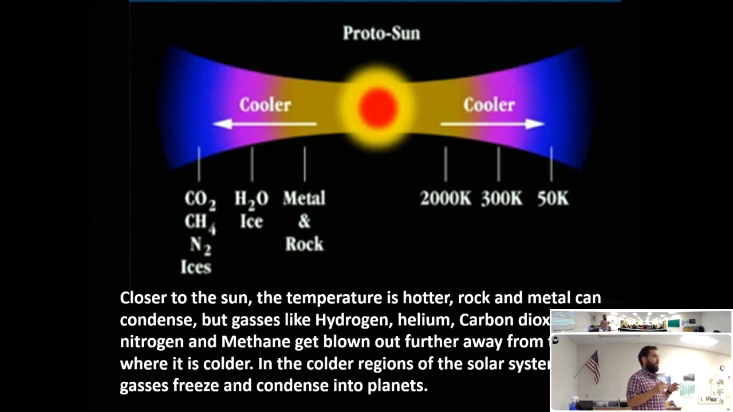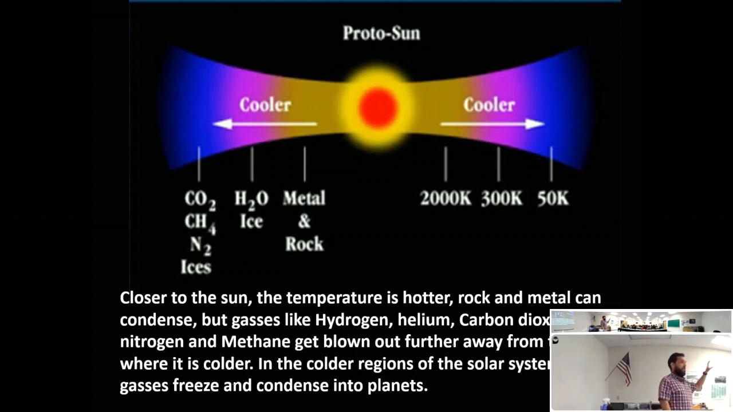Rock and metal have a really high melting temperature, right? But then you have things on the outside of the ice line that are like CO2, methane, nitrogen. Those things have a lower melting temperature, and they form way out there, beyond the ice line, because it's colder. Okay? Very important for us because we wouldn't have oceans. We can't have oceans on the outside of the ice line.